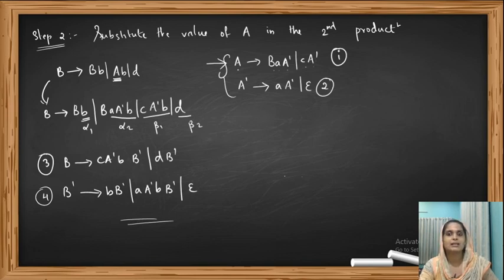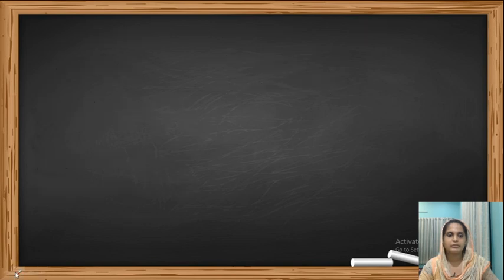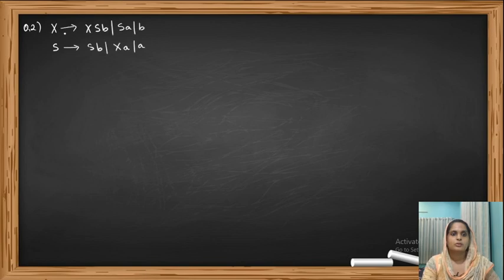And now we can see that all these four productions are free from normal left recursion as well as indirect left recursion. I hope it's clear. If not, you will understand it in this second example, question 2. The second question is X produces XSB bar SA bar B, and S produces SB bar XA bar A.